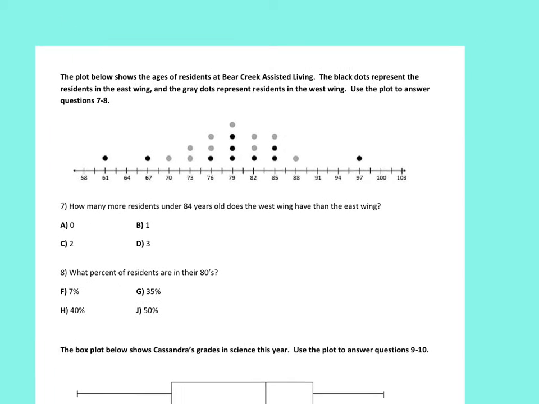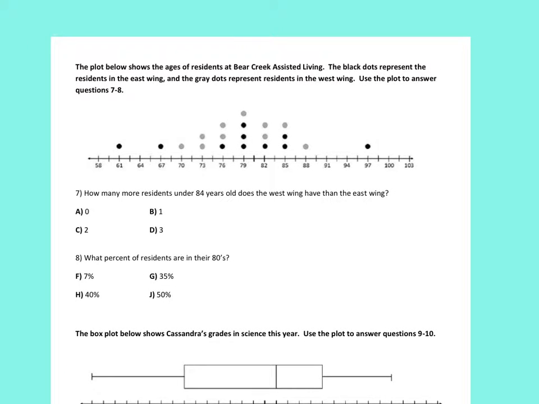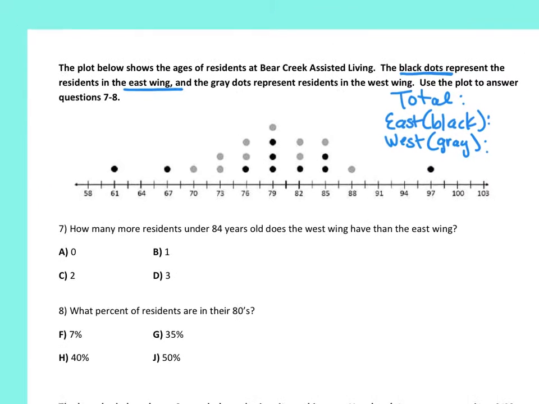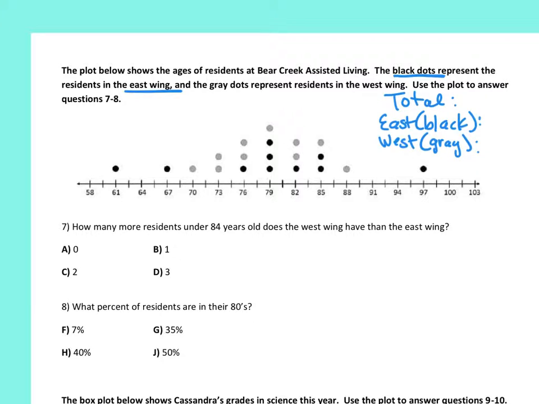Okay, the plot below shows the ages of residents at Bear Creek Assisted Living. The black dots represent the residents in the East Wing. You're going to have one like this on your test, and somewhere off to the side, I would write these things down so you don't have to keep counting them. You just have these numbers. West Wing are gray. Okay, so how many total residents is this dot plot representing? How many dots are there total?